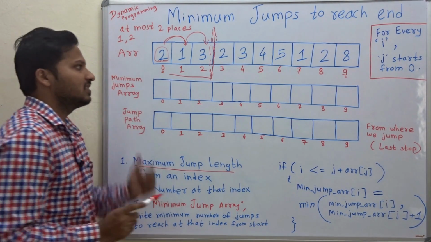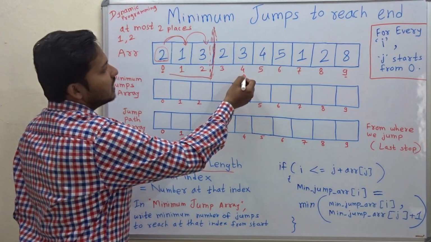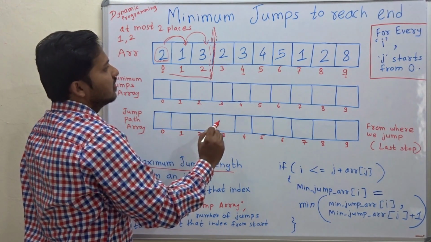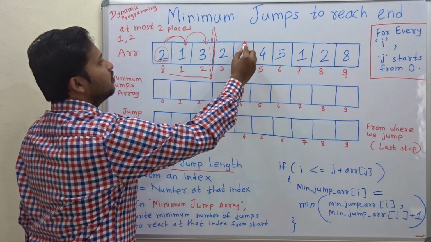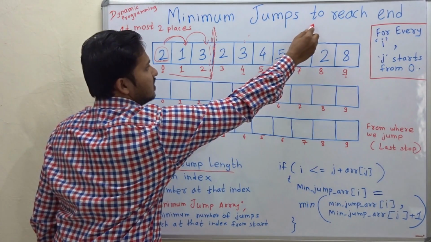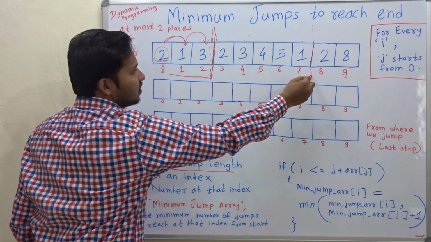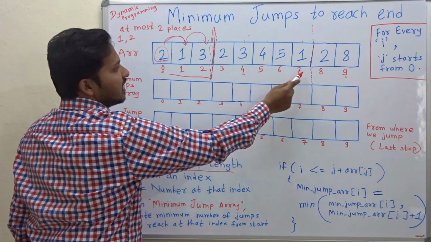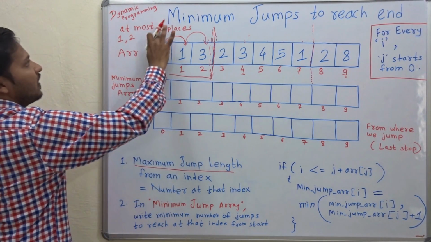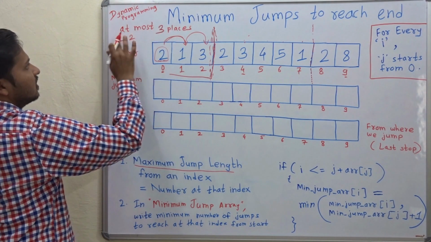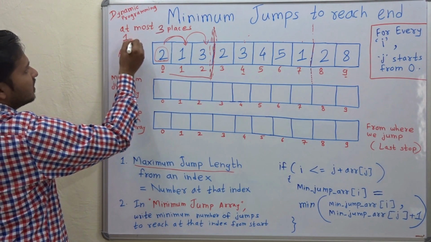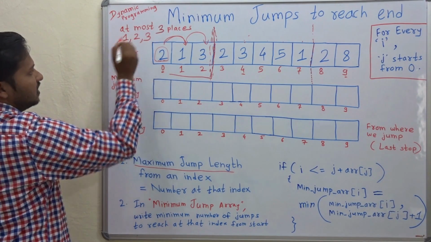Let's take one more example. Suppose you are at 4th index. Now from this 4th index, you can take a jump of at most 3 places. See, at most 3 places means you can reach up to 7. So, as you can take the jump of at most 3 places, means you can take a jump which is of length 1, 2 or 3.